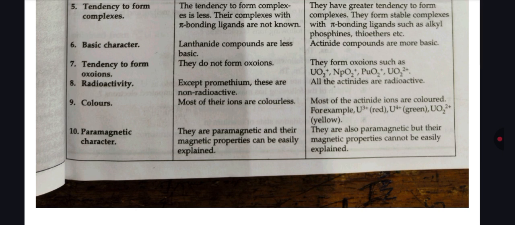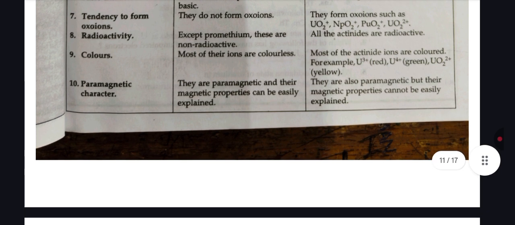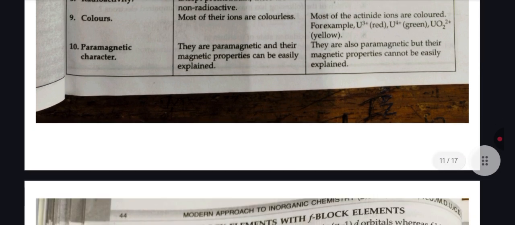Radioactivity. Except promethium, the lanthanides are non-radioactive. All the actinides are radioactive. Color. In the case of lanthanides, most of their ions are colorless. In the case of actinides, most of the actinide ions are colored. Paramagnetic character. Lanthanides are paramagnetic and their magnetic property can be easily explained, whereas actinides are also paramagnetic but their magnetic property cannot be easily explained.